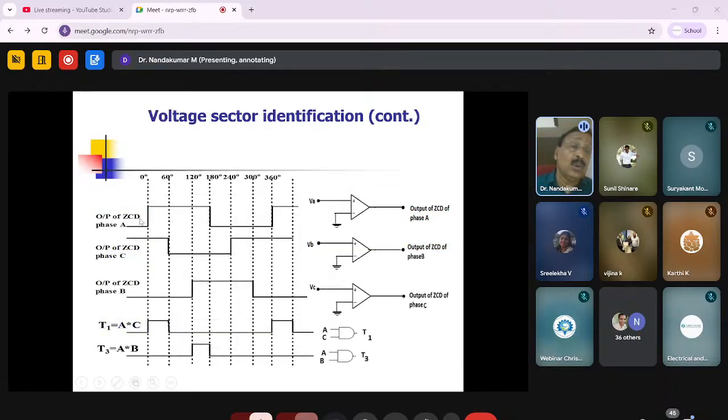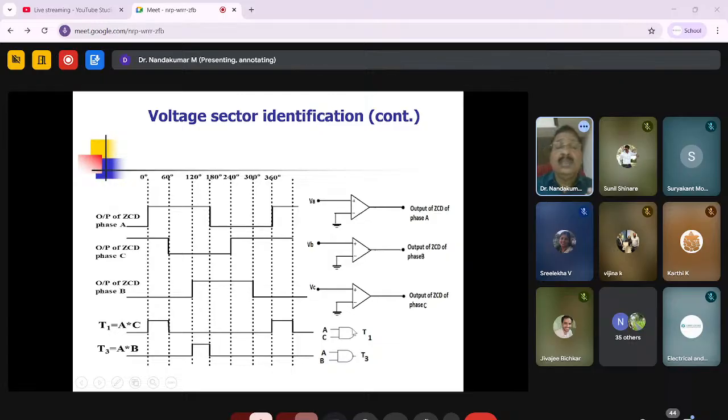As I told you, this is the zero crossing detection of phase A, and this is the zero crossing detector of phase C. If they are logically ANDed, you get the corresponding sector. This corresponds to sector 0 to 60, and this corresponds to sector 120 to 180, like that.